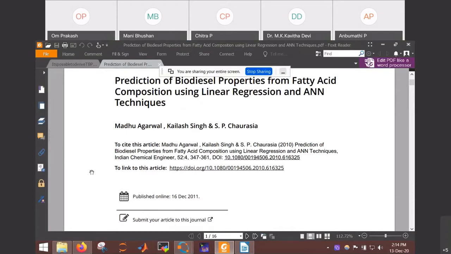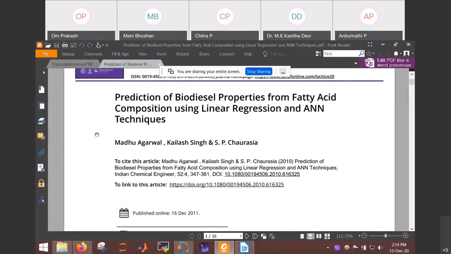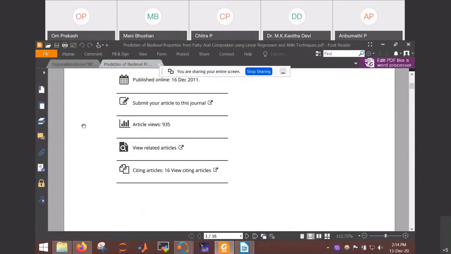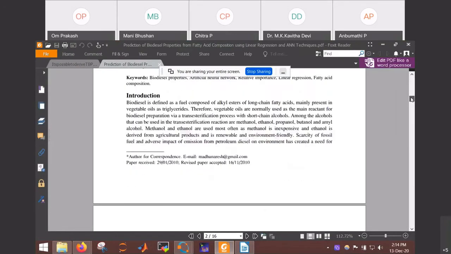So hello everybody. We'll look at a linear regression problem first. This is the paper I'll be following.